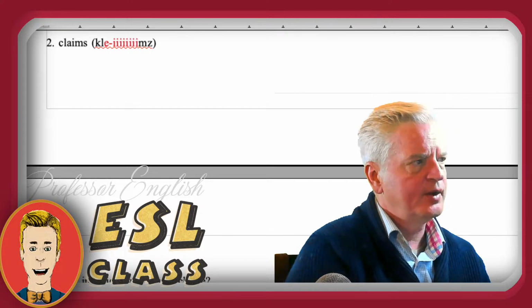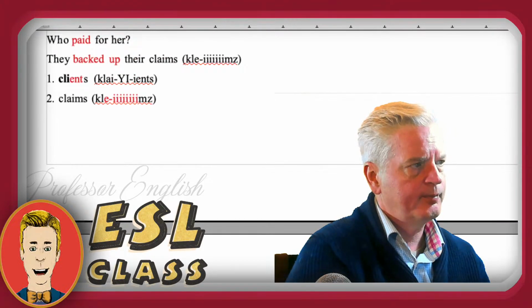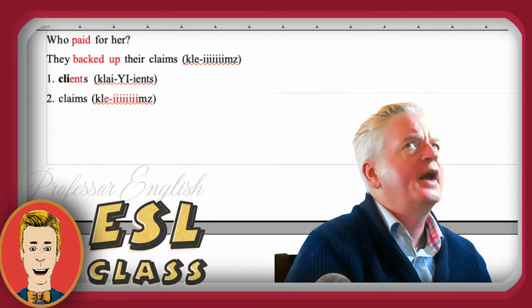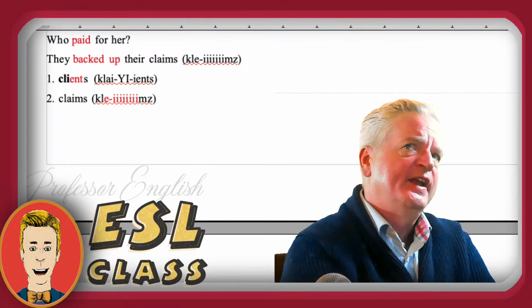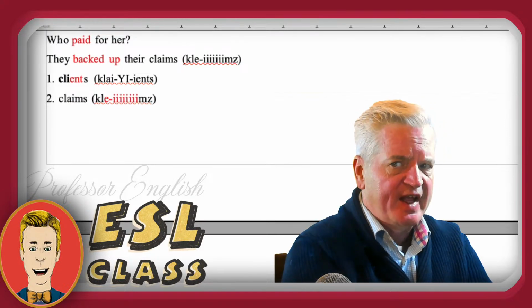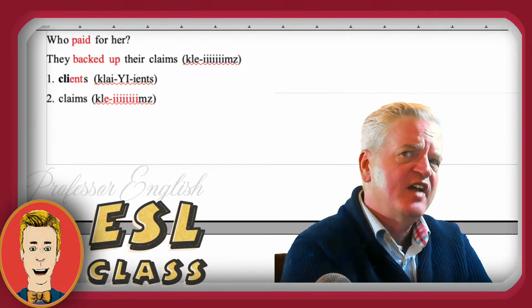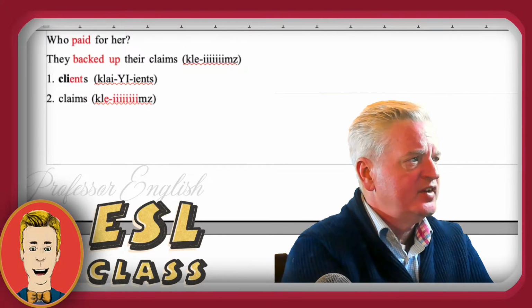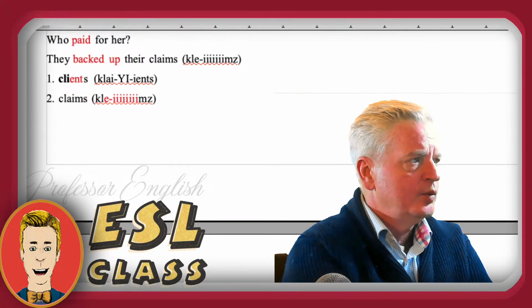At first he thought I was saying clients, but really what I was saying was claims. And a claim is something that you say. Well, it could be. It has several different meanings, but it's something that you say, but you don't have any evidence.